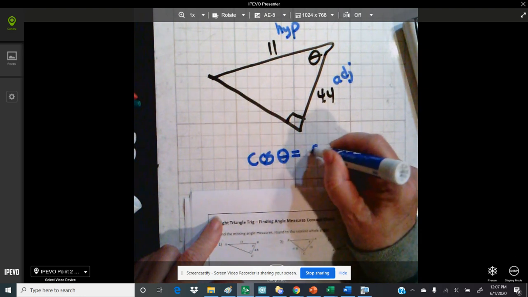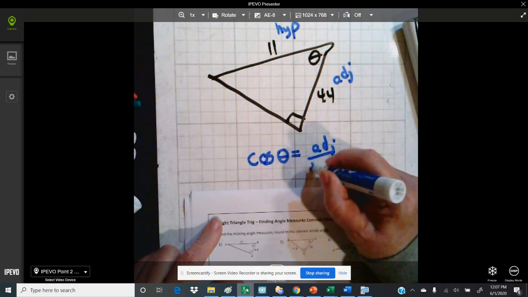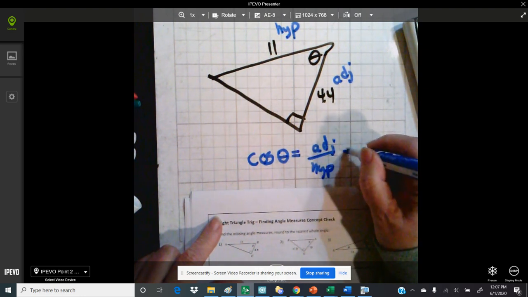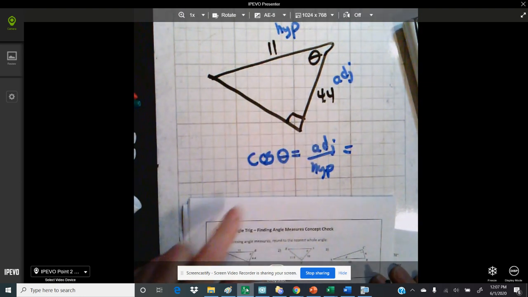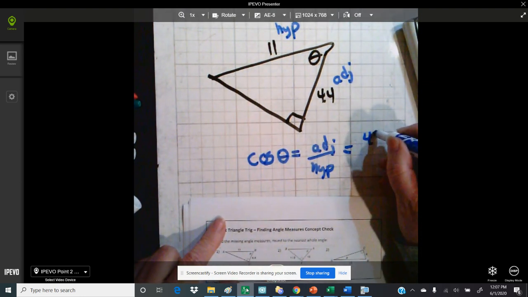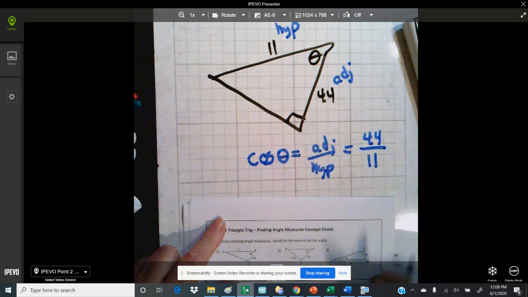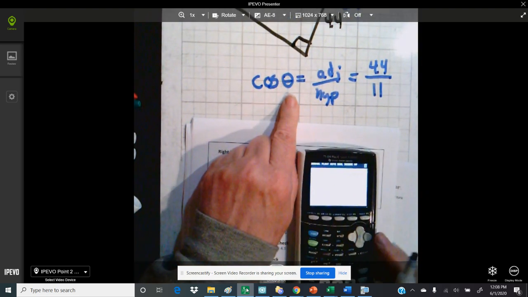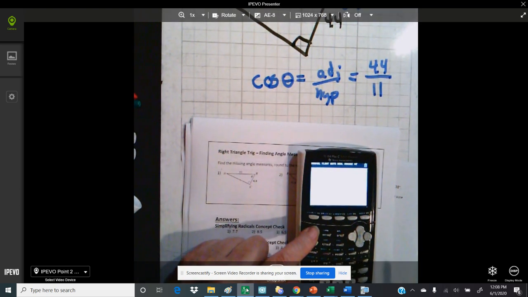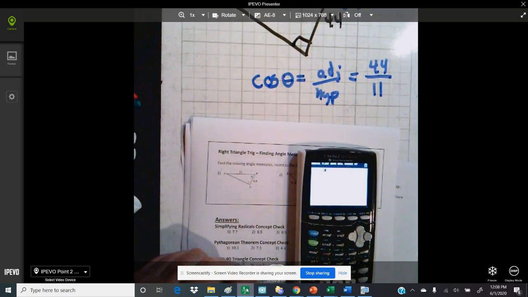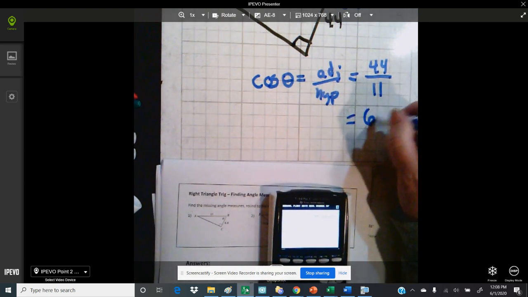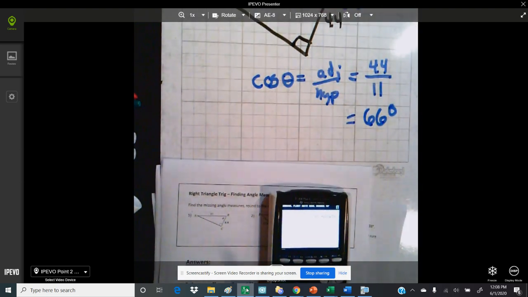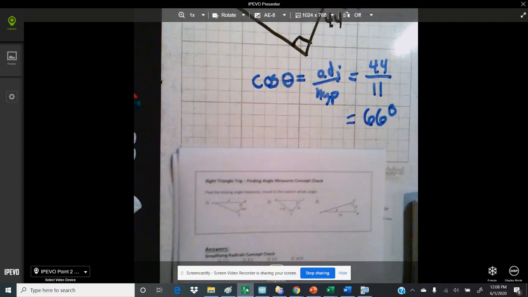angle is the adjacent over the hypotenuse. I'm going to write in what I know. The adjacent is 4.4. The hypotenuse is 11. It's an angle measure that I'm trying to find, so I'm going to have to use the second button on my calculator. So second cosine 4.4 divided by 11, and I get 66 degrees if I round it. So I know that that angle is 66 degrees.